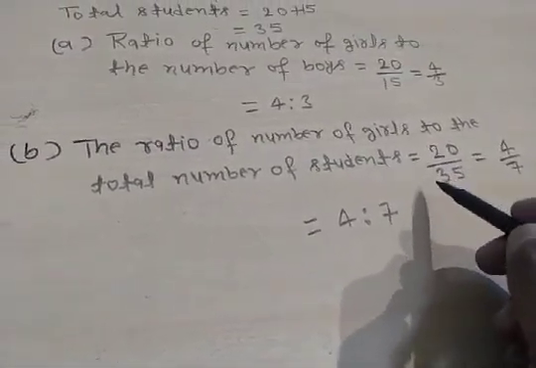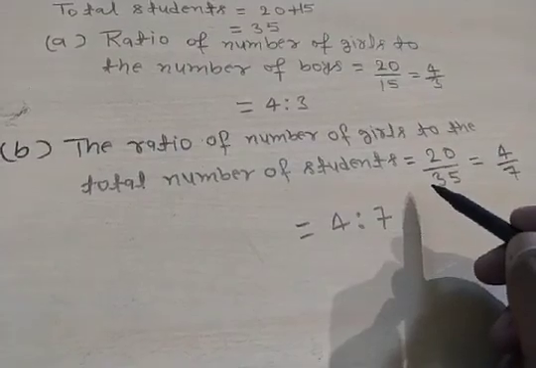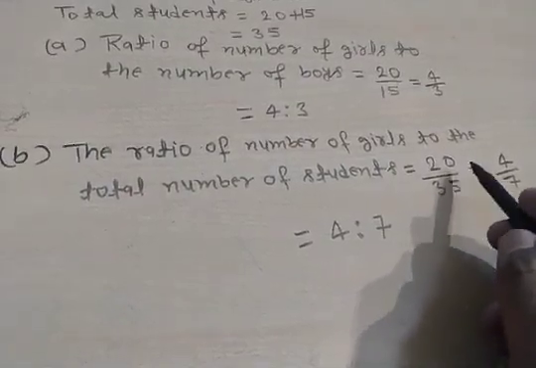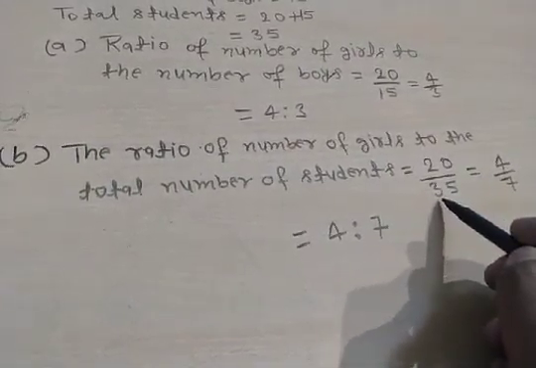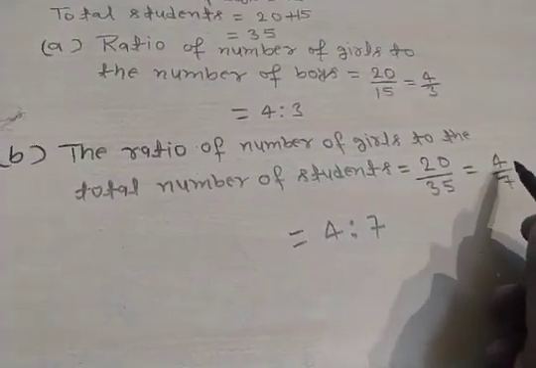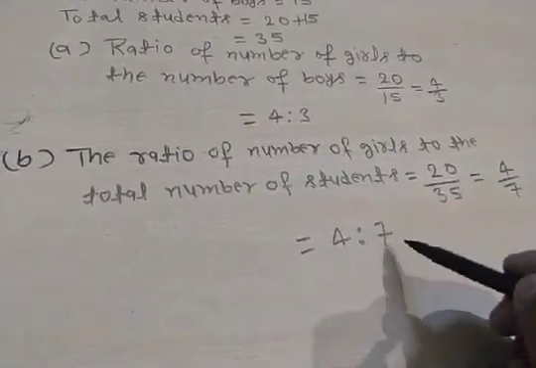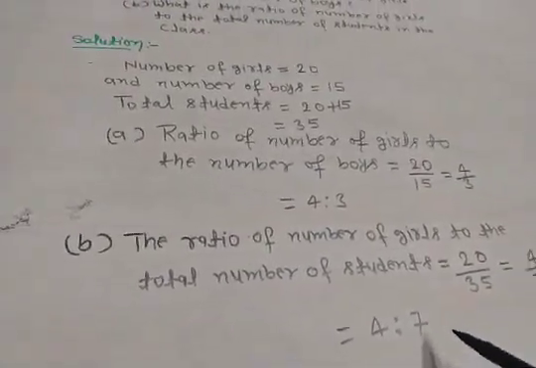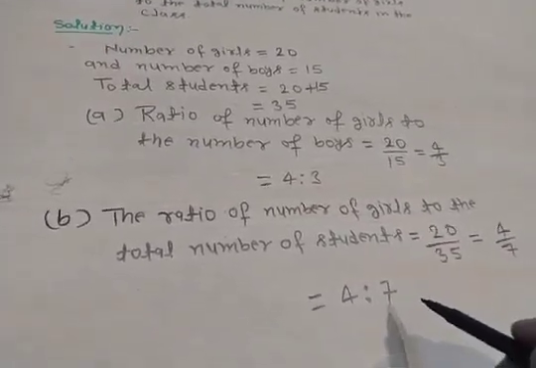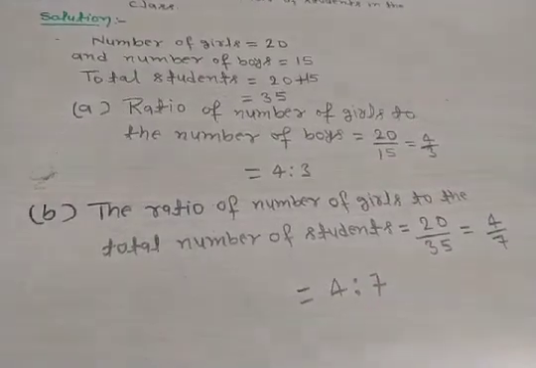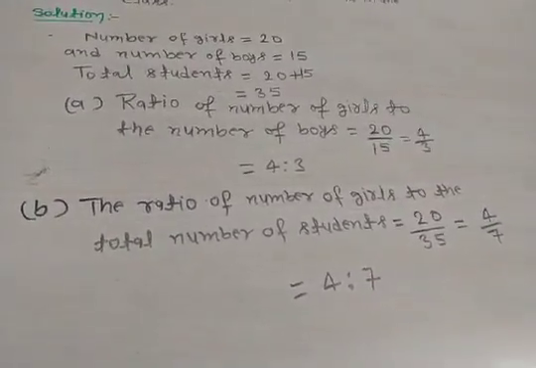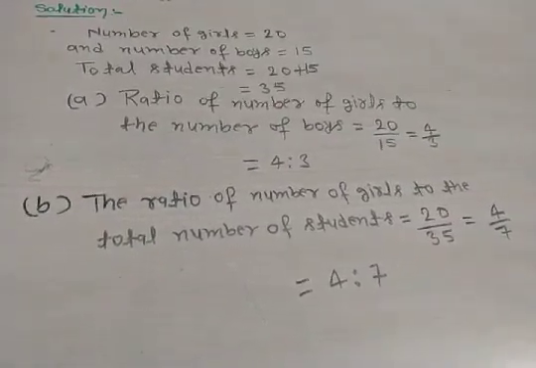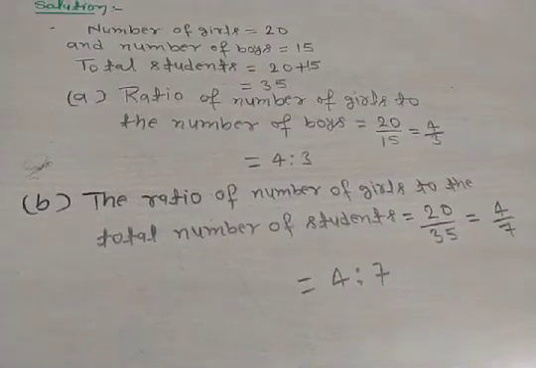So this is B part. Ratio of number of girls to the number of total students. Okay. So number of girls is 20 and student is 35. So first we simplify it, 4 by 7, and we obtain ratio is 4 ratio 7. So in this way we complete question number 1. Okay, I hope all of you understood. Now we are going to solve second question of exercise 12.1.